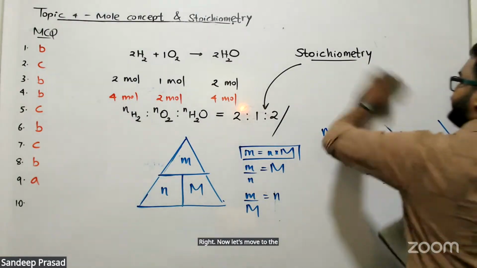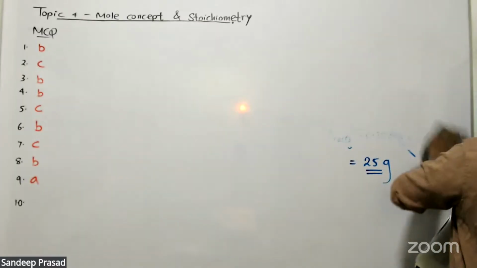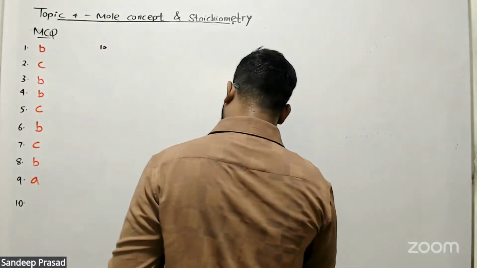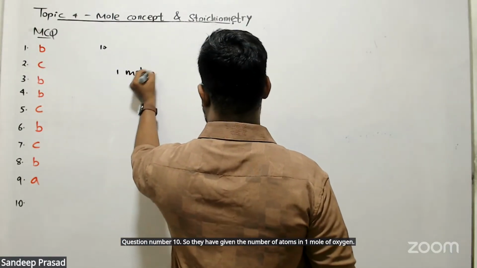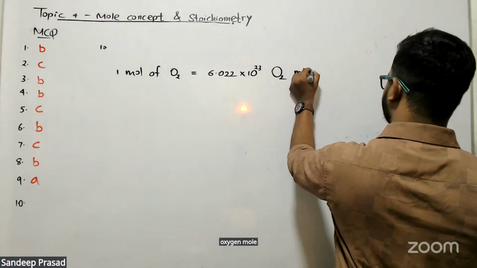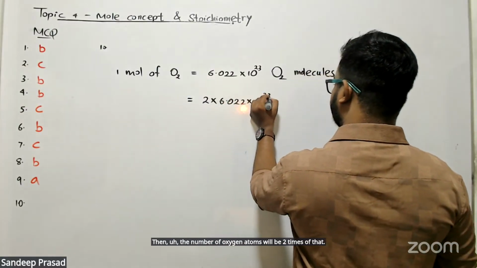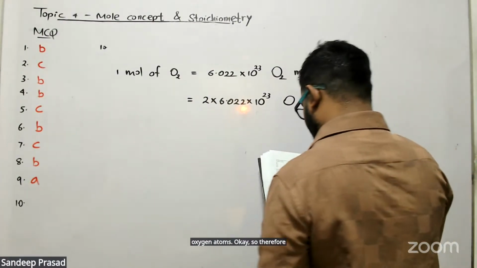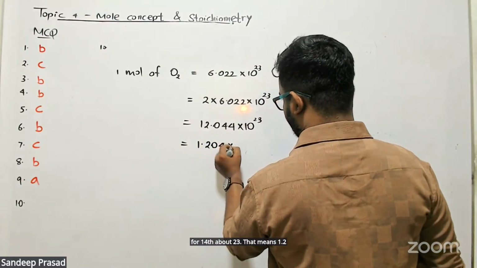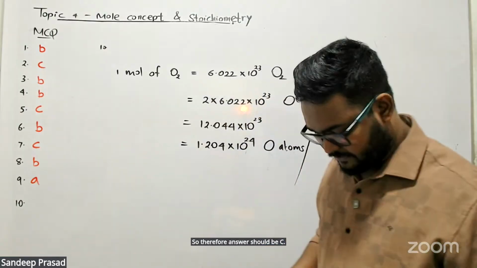Right. Now let's move to question number 10. They have given the number of atoms in 1 mole of oxygen. So here we can say that 6.022 times 10 to the power 23 oxygen molecules are there. Then the number of oxygen atoms will be 2 times that. So therefore the answer should be 12.044 times 10 to the power 23, that means 1.204 times 10 to the power 24 oxygen atoms. So the answer should be C. Question number 10, answer should be C.